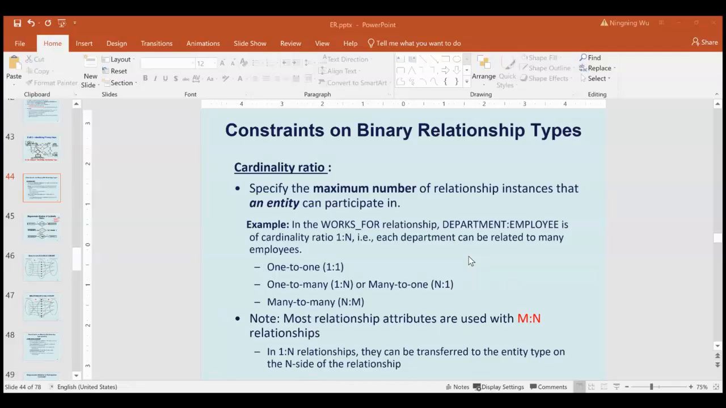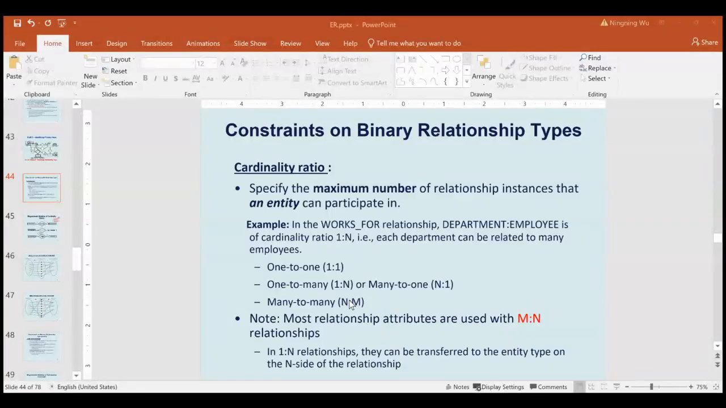So cardinality ratios basically use two numbers to represent a constraint on a relationship type. The meaning of that number actually indicates the maximum number of relationship instances that an entity can participate in. Then we have three types of cardinality ratios: one-to-one, one-to-many, and many-to-many. And for many-to-many, we use N and M, both representing multiple, more than one.